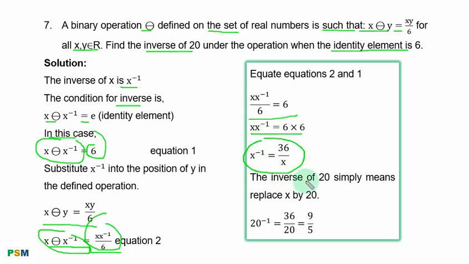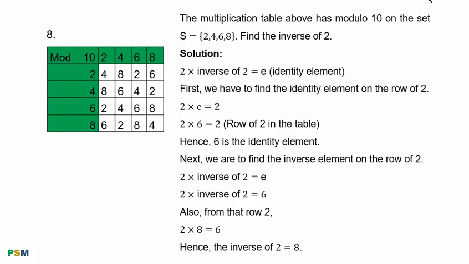The inverse of 20 simply means replace s by 20. So 20 inverse is equal to 36 over 20. When you reduce, you have 9/5 as the inverse of 20 under the given operation. Example 8.